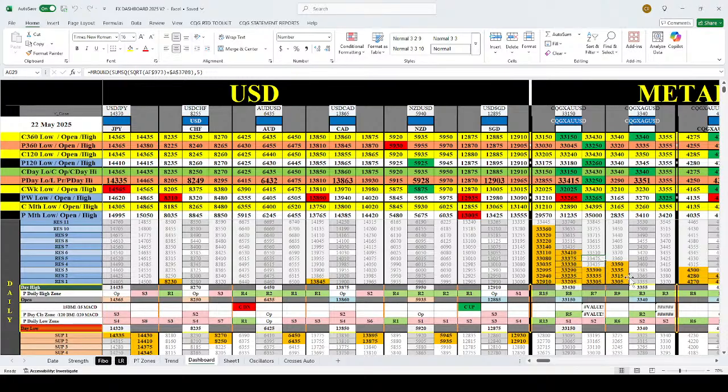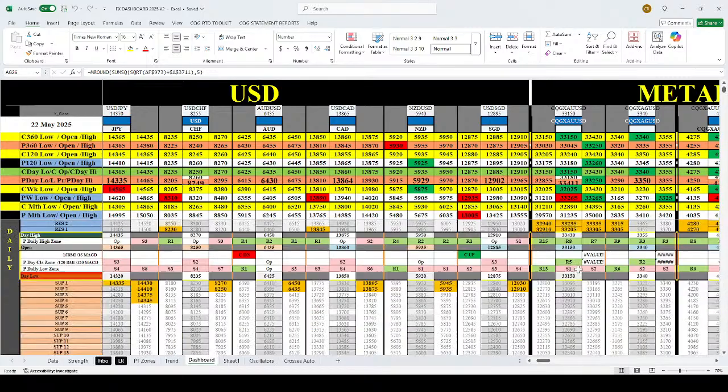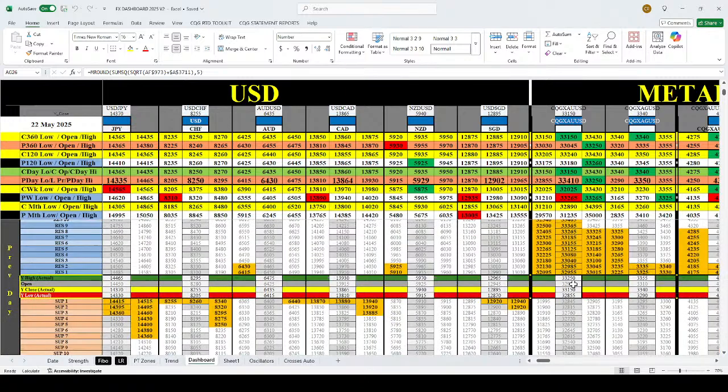Okay, 47, there is a resistance. Then 60, there is a major resistance. If you see 60 and a half, 61 and a half, there is definitely a strong resistance at 61. Then we have a minor resistance at 55.